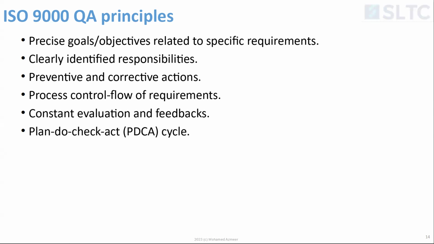Then we have process control flow of requirements. Now, what does that mean? Control flow of requirements. So there is a process from step 1 to the last step, and it is properly documented and flows properly so that at any stage you can stop and investigate and see, okay, what is going on right now, right?